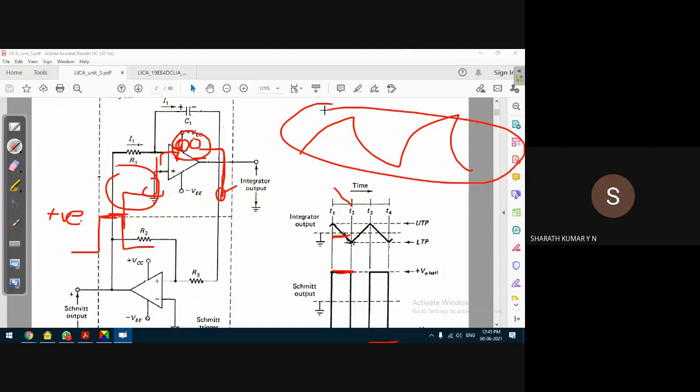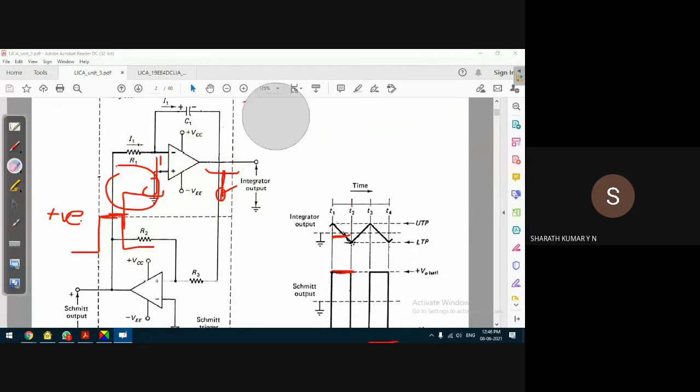But this characteristic depends on the values of R and C, that is the charging time constant, tau equal to RC. Depending on tau, this characteristic varies. The capacitor gradually charges and gradually discharges. This charging and discharging of the capacitor at the output of the integrator circuit, sorry, I said inverting terminal, gives what is known as a triangular waveform.